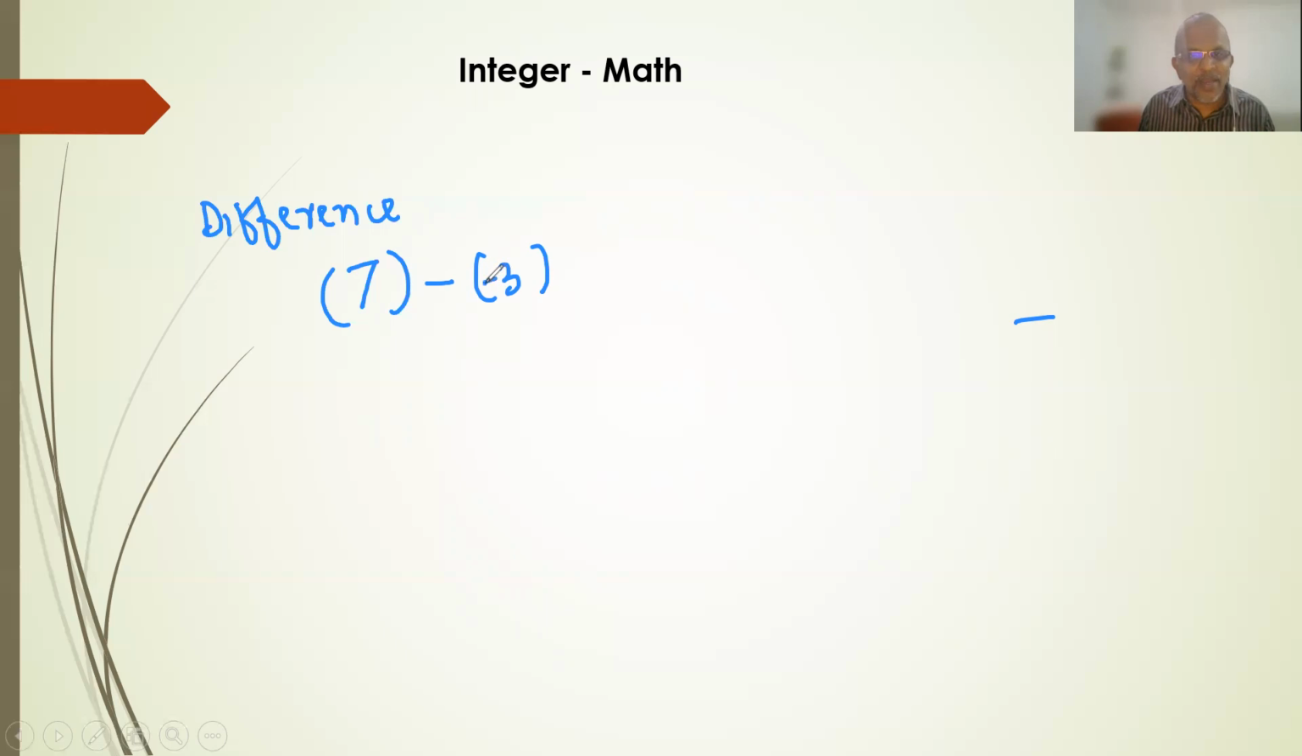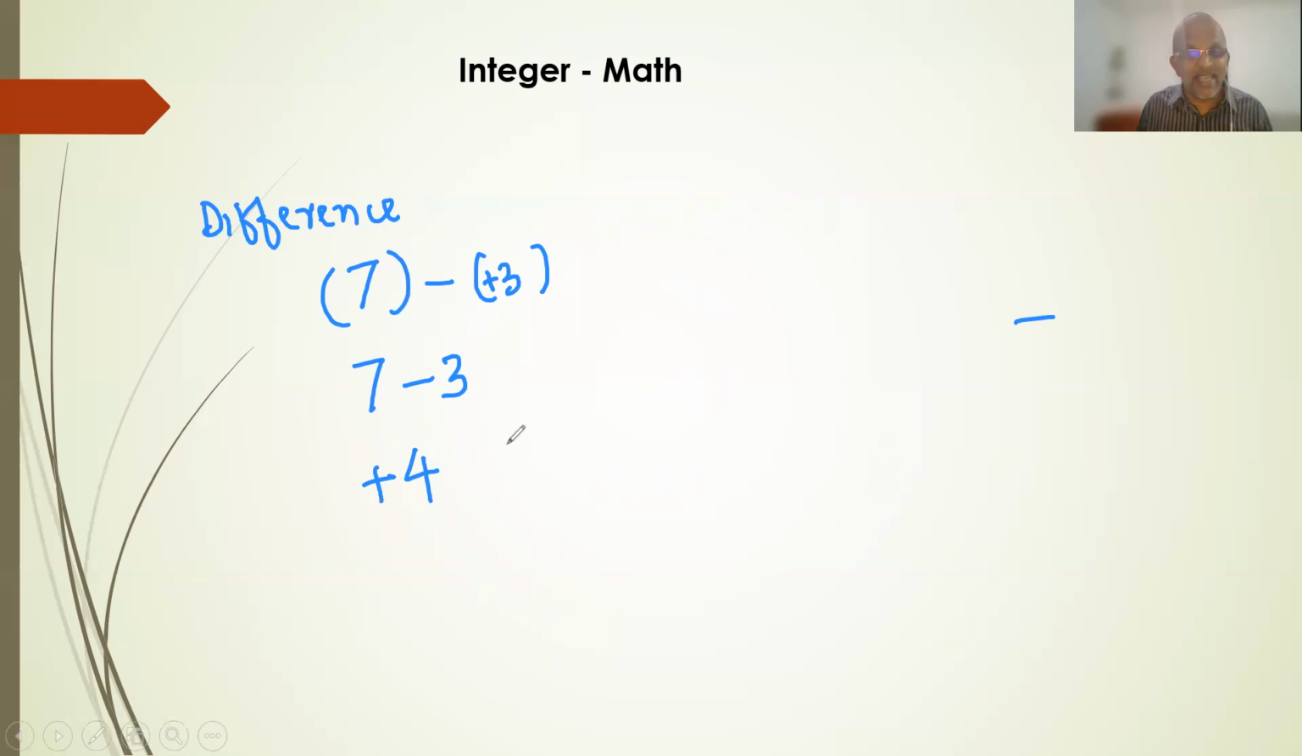What is the sign over here? It is plus. What is he going to do? Open the bracket, he will change the sign. And now apply the rule. What is the rule? Same sign: add. Different sign: subtract and put the sign of the bigger number.